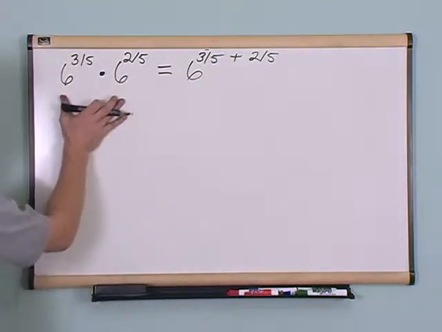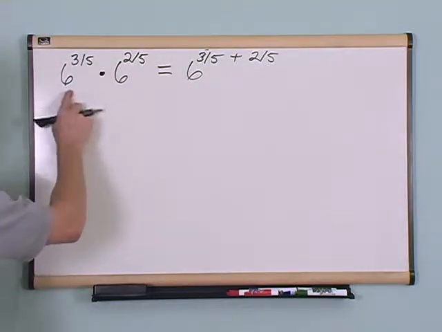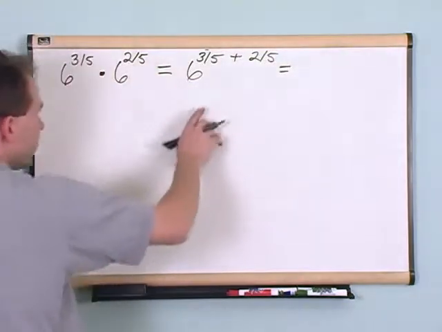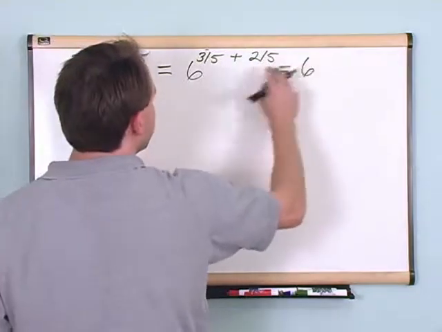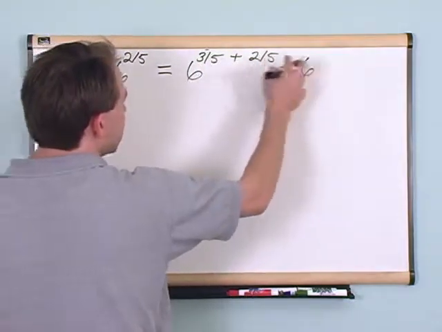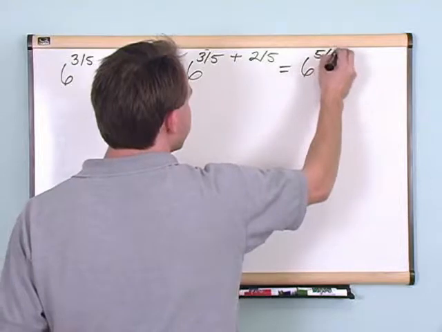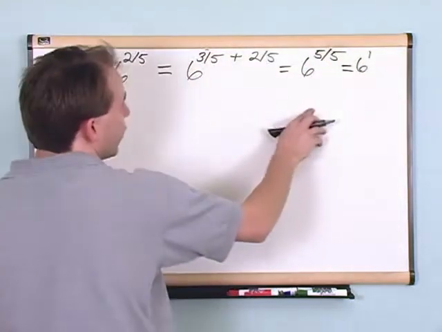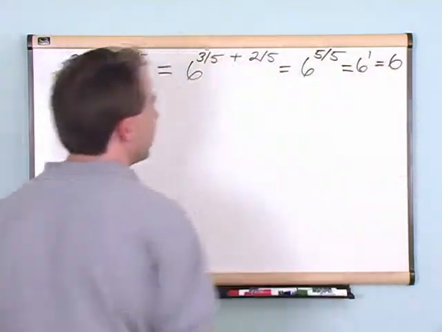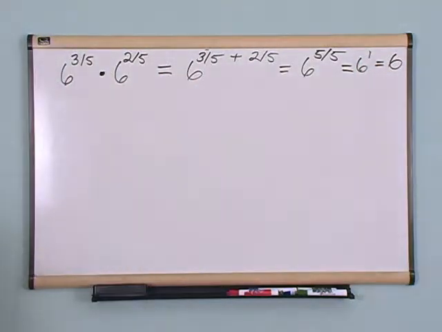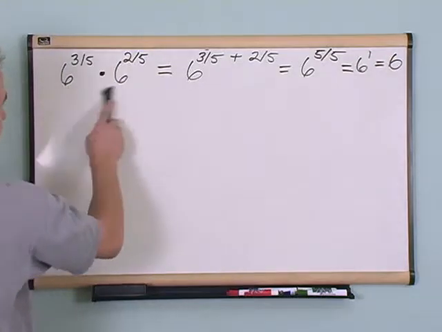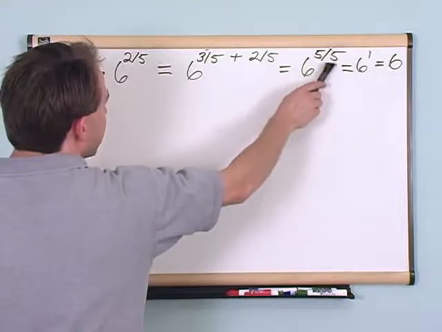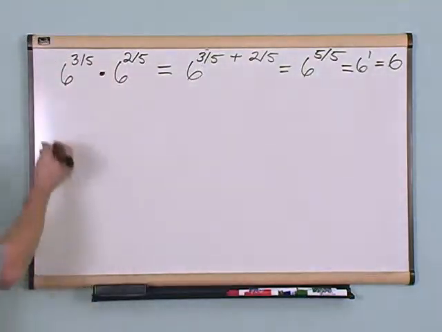And that's just a rule that if you haven't memorized, you're going to have to memorize. Same base, exponents, when they're multiplied, you just add them. 3/5 plus 2/5 is 3 plus 2 is 5, so 5/5. 5 over 5 is 1, so that's 6 to the 1 power, and of course, that's just equal to 6. So the answer is 6. You just add the exponents because we're multiplying. When you get these fractions, notice the denominators are the same, so I just add the top, and that just reduces to that.